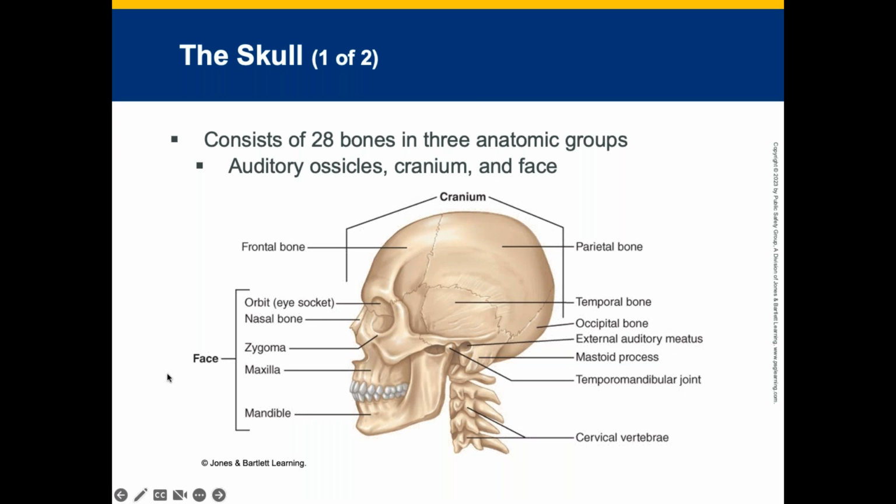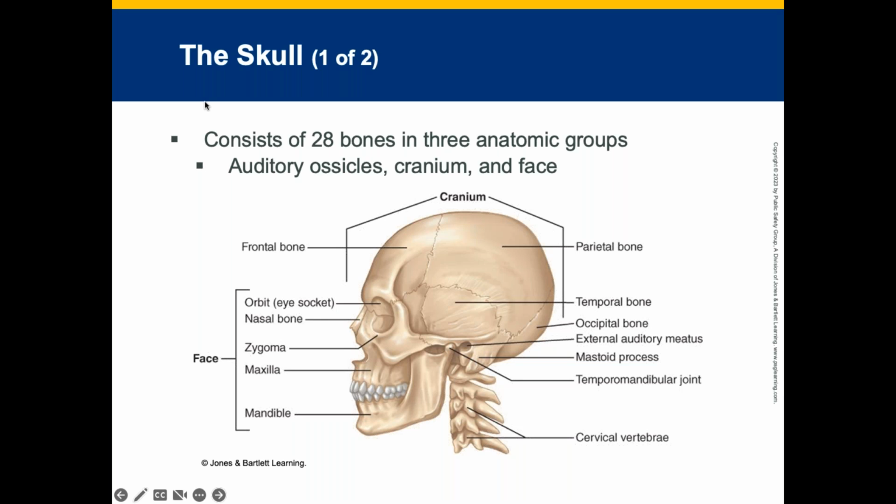You guys remember that one at all? Yep. Matt said the atlas. Think of it as the globe, the atlas sitting on top. What is C2 called? The axis, exactly. So the atlas has to sit on the axis.